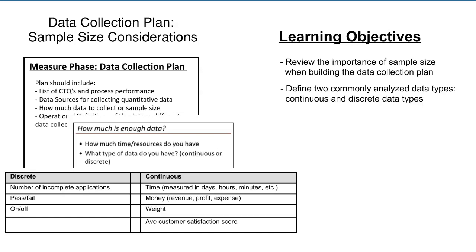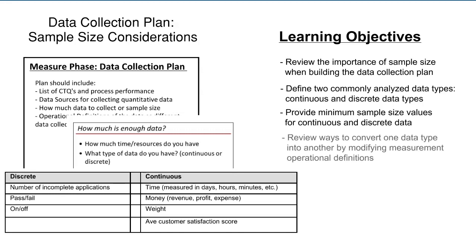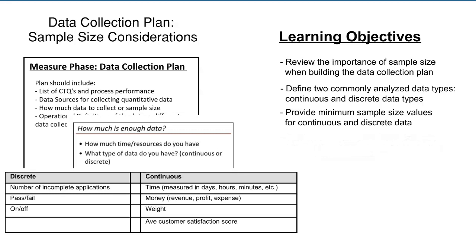We'll then provide some sample size rules of thumb for when you're collecting continuous versus discrete data. And then at the end, we'll take a look at ways to modify the measurement operational definitions that you've got for specific CTQs so that you could capture continuous versus discrete data.